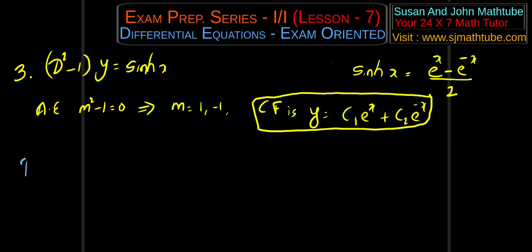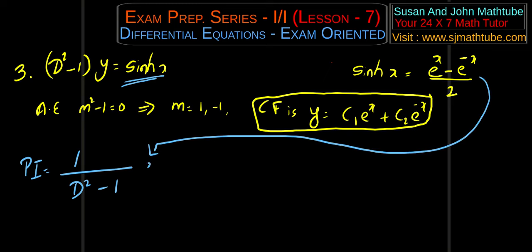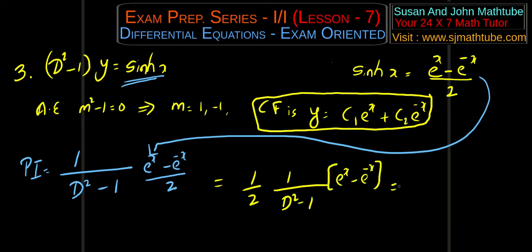Now for the particular integral, and that is 1/(D² - 1) of sinh x. And you just plug in this value, (e^x - e^(-x))/2. So what's the first thing to do? Yeah, you take this 1/2 outside. So we end up with something like this. Now what to do next? Yeah, 1/2. Now you can use the linear property and split it. So you put a big bracket, you're going to get 1/(D² - 1) e^x minus 1/(D² - 1) e^(-x).